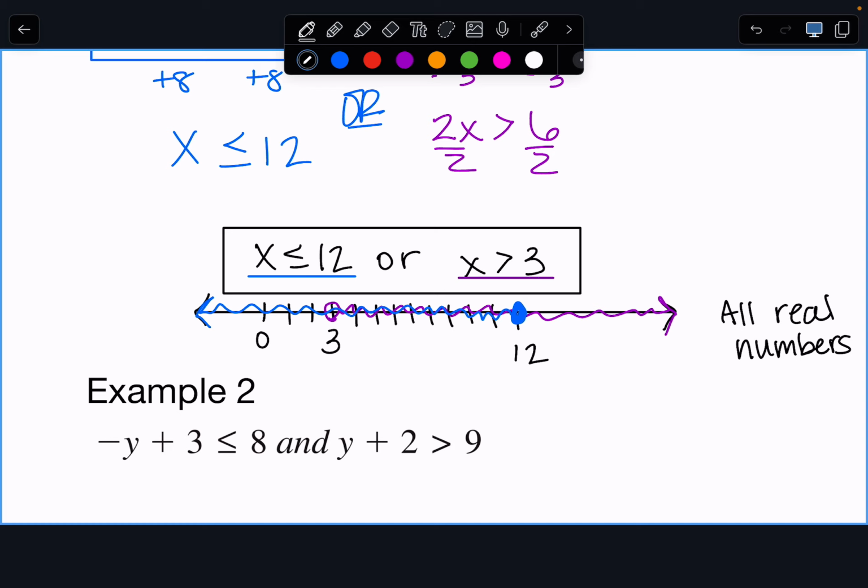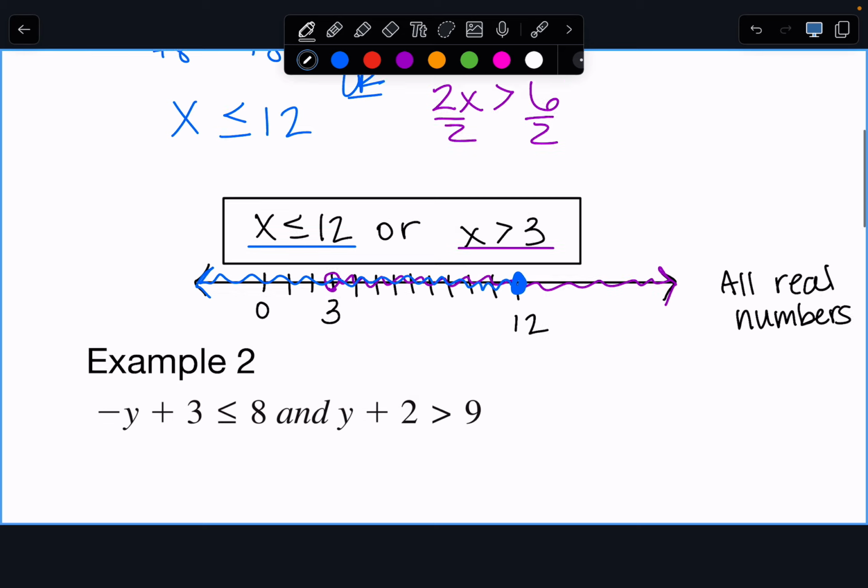Now, if this was and, where would we be looking for? We would look for the overlap. And we have to overlap. Or is one color or the other. Okay? All right, let's look at example 2.